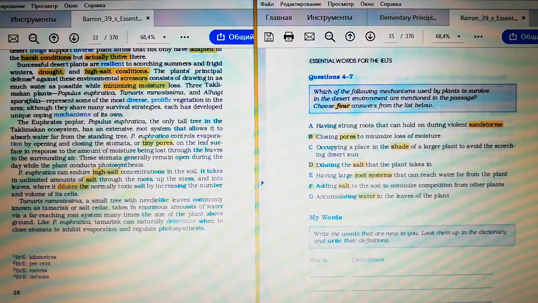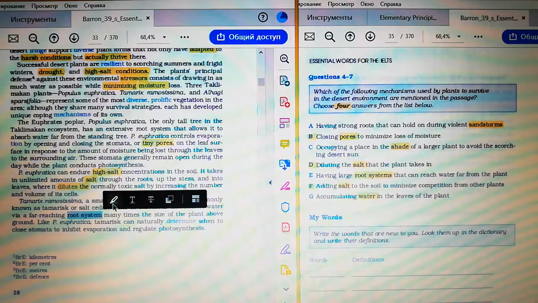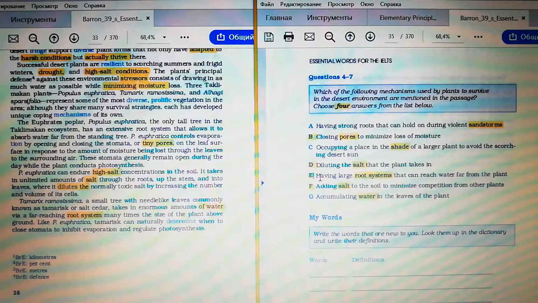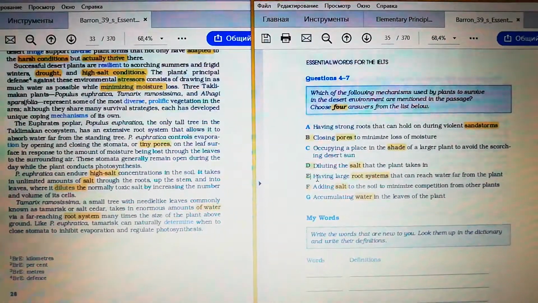So we have some information about the root system, and I can't find anything about the amount of water, but this doesn't say. Let's review. Tamarix, commonly known as tamarisk or salt cedar, takes an enormous amount of water. With a far-reaching root system many times the size of the plant above ground. So it says about them having a large root system that can reach water far from the plant. So we have 4 answers to the questions from 4 to 7. So we finished.